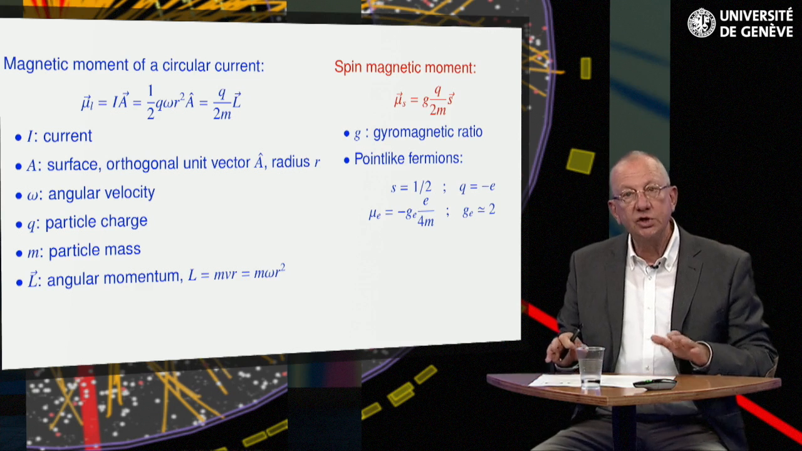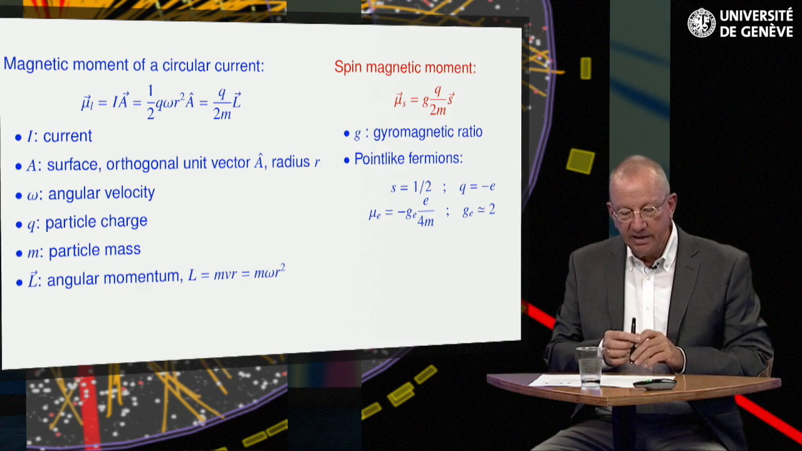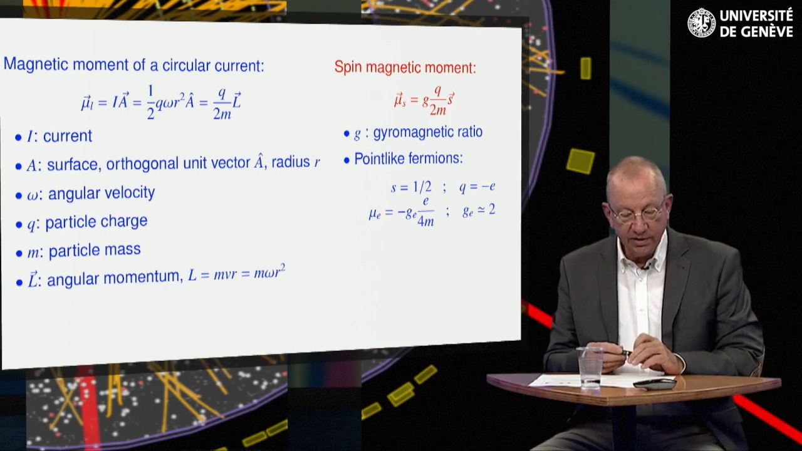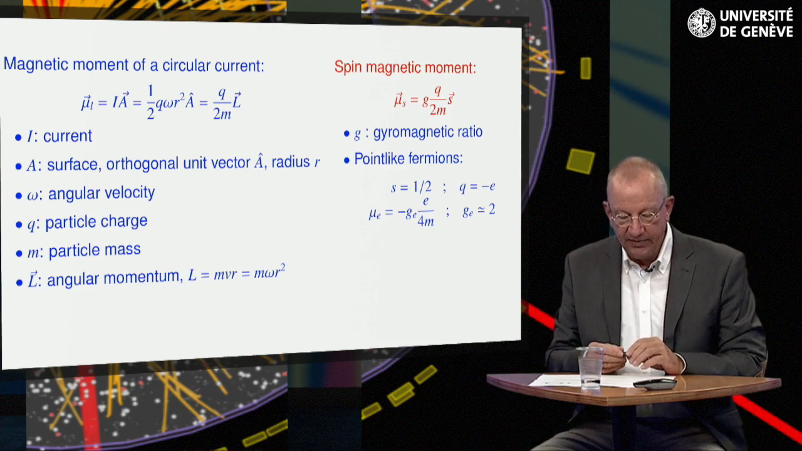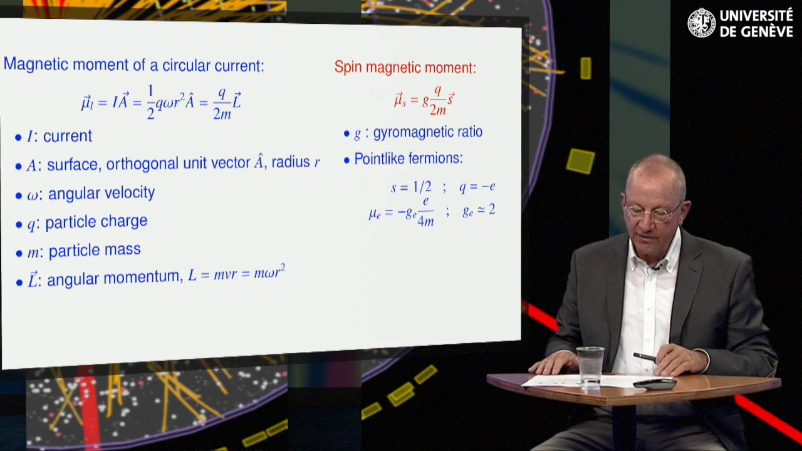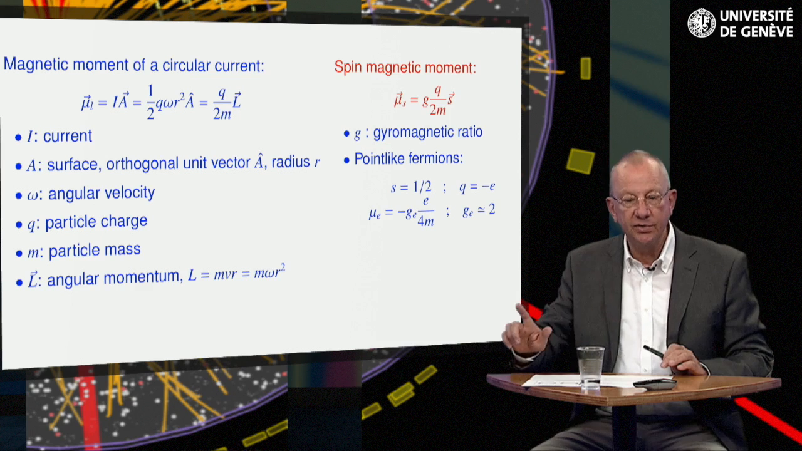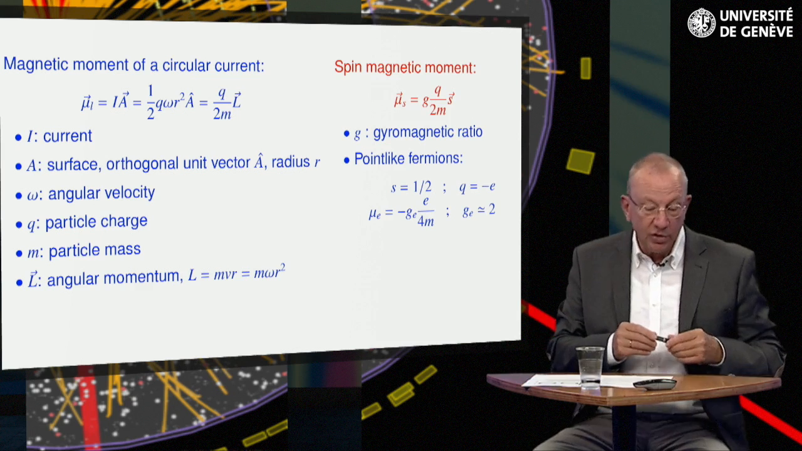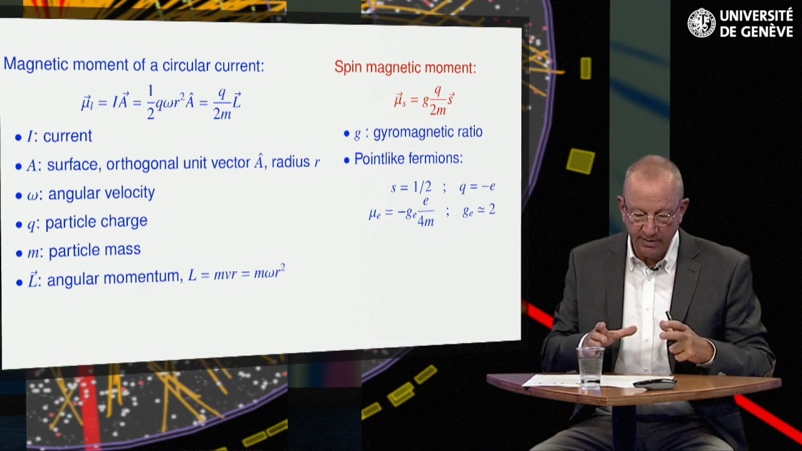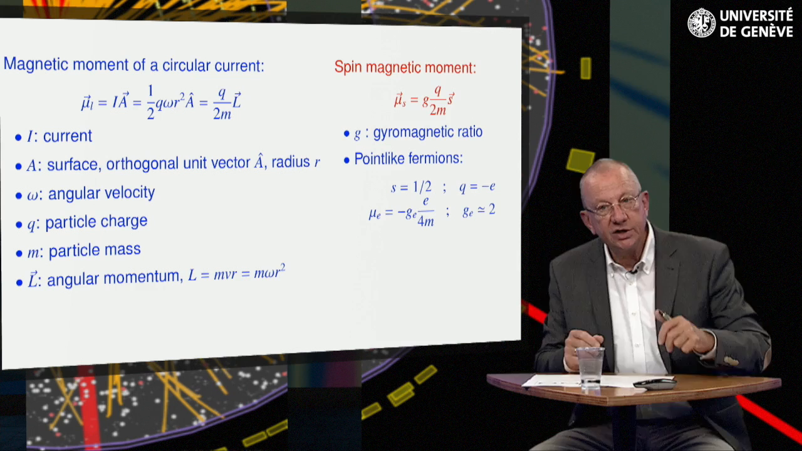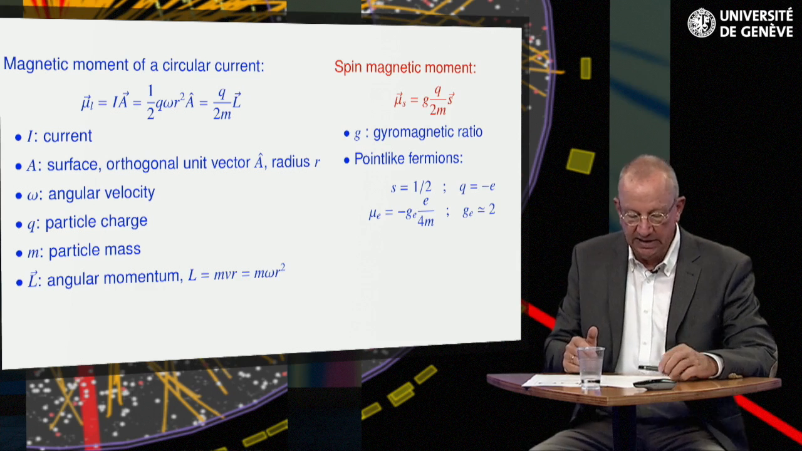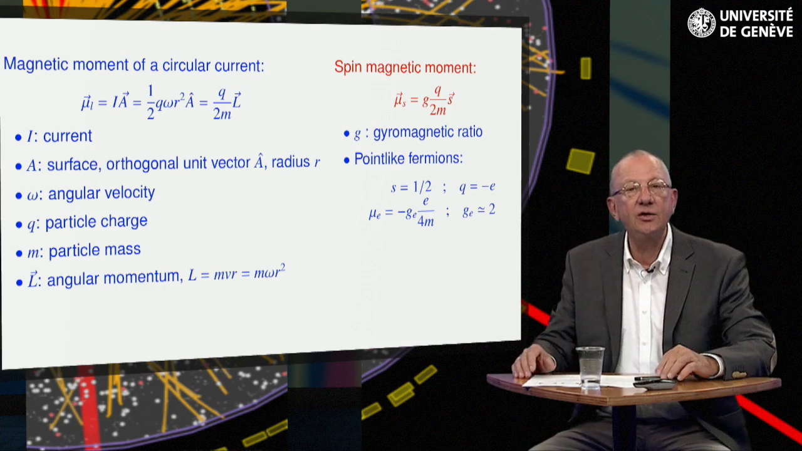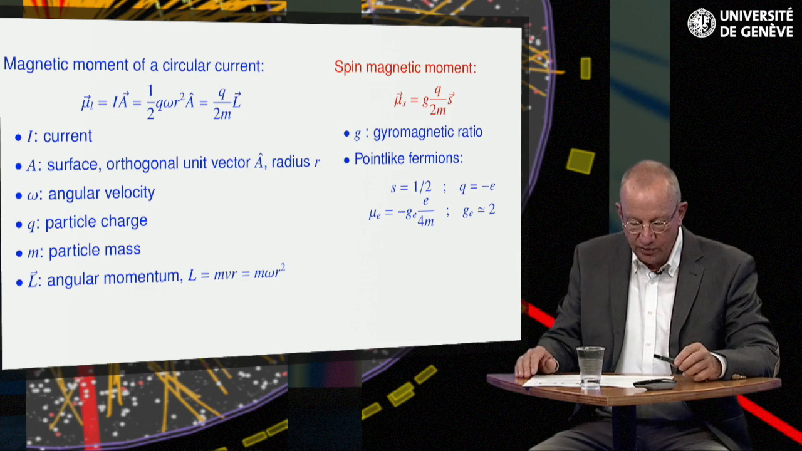For a particle with charge q and mass m, the magnetic moment μ is related to the angular momentum L by μ equal to q divided by 2m times L. This is easy to see for a particle traveling on a circle of radius r. Its magnetic moment is the product of the current caused by the motion and the surface included in the path. The current can be expressed using charge and angular velocity. The magnetic moment is thus proportional to the angular momentum. The proportionality factor is simply q divided by 2m.